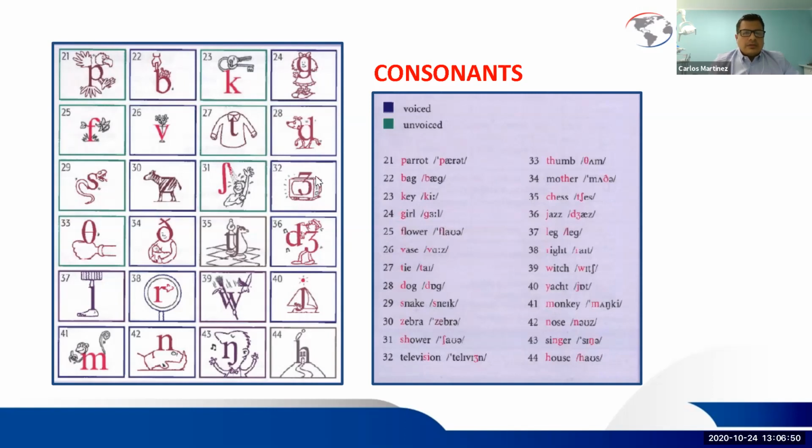Number 25, as you can see, is unvoiced. It's green, so it's only air, nothing vibrates.